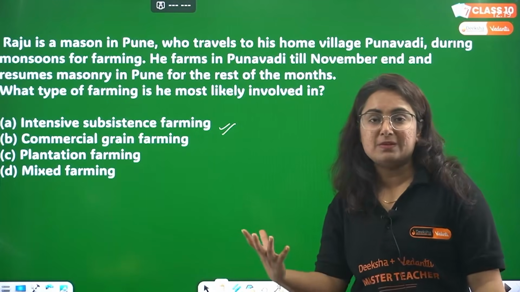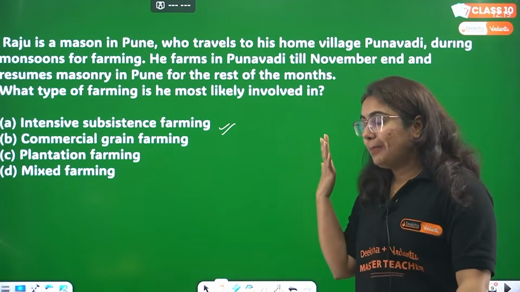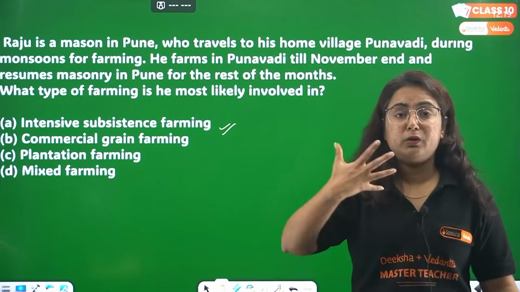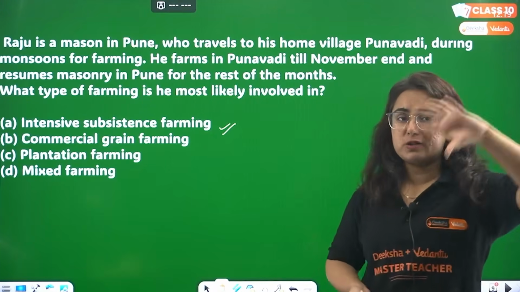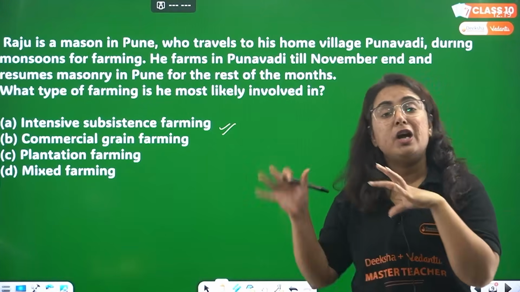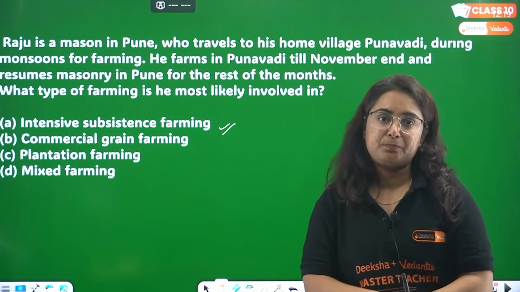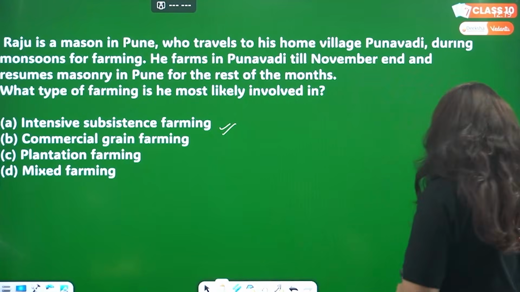When a carpenter comes at your home doing the furniture work, when a mason comes at your home doing the building works, or anyone, talk to them and you will figure out their roots belong to some villages, and they often go to village during the time of sowing of crops and harvesting till date today. Okay, obviously they have to go.